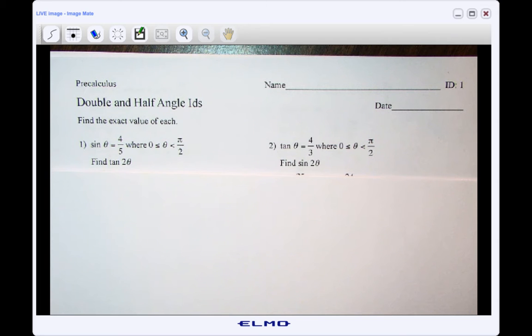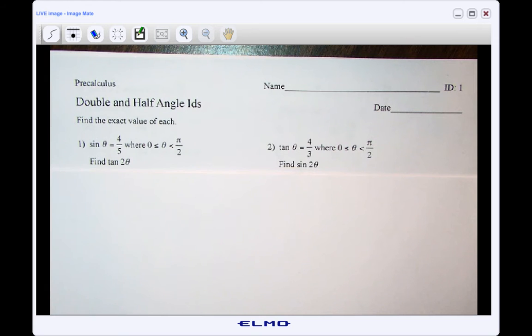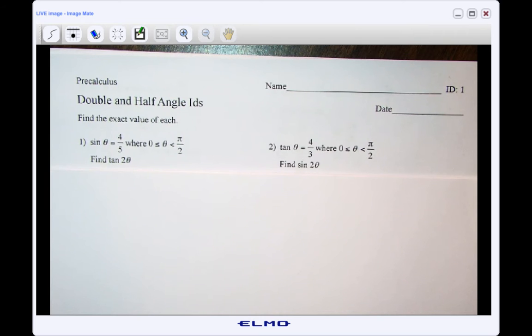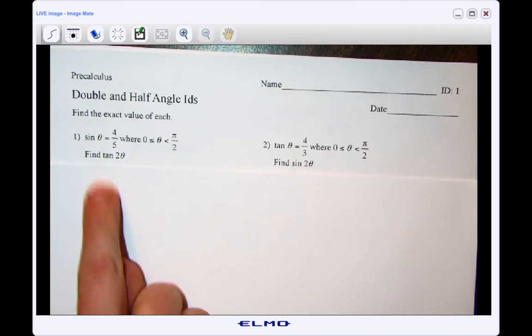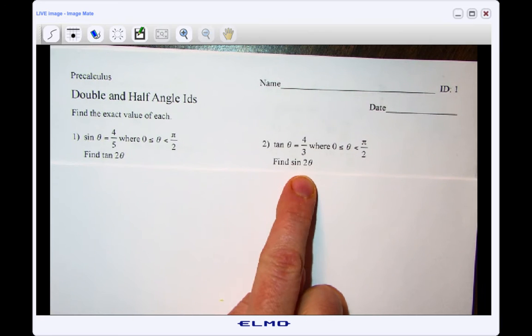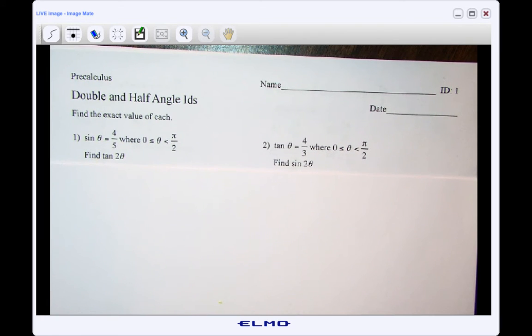All right, so we're going to do some examples of using your half and double angles. These are some of the questions that we were looking at for our half and double angles. The first ones say to find tan 2u or sine 2u, which means I'm going to be using my double angle formulas. And of course, you need to know your double angle formulas to be able to do these.